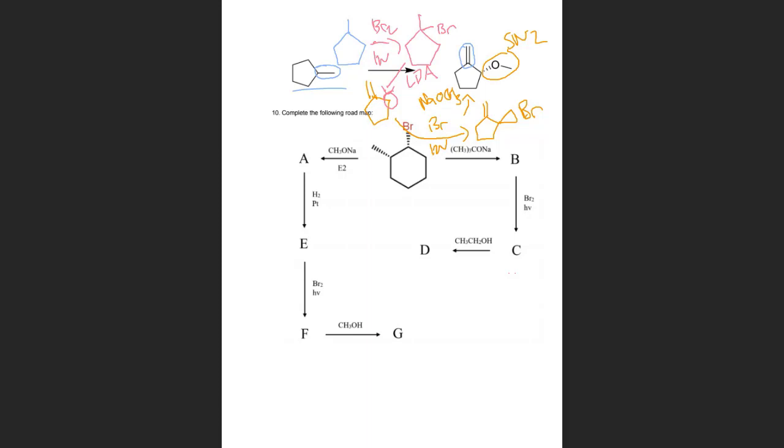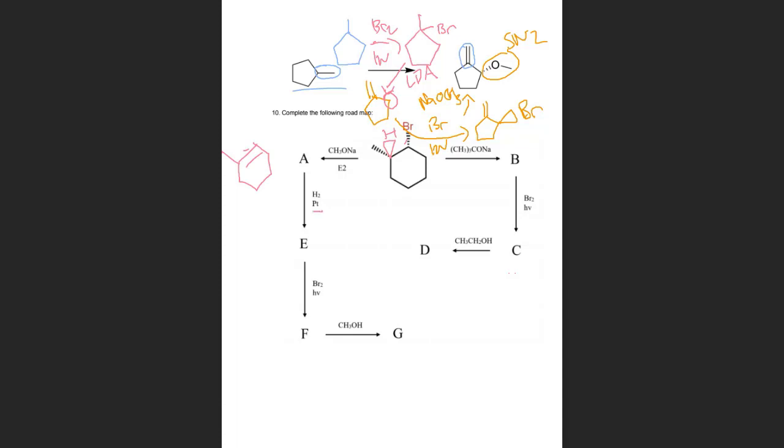So this is a roadmap where essentially you start off with one product and there's a bunch of different ways you can go. You're just trying to fill in the gaps. So you have a bromine on a dash, and you have a CH3 on a dash. Right here, it's telling you to do the E2 reaction. So first you have to check: this is on a wedge, bromine's on a dash, so you can form this product like so. Now it's telling you to use hydrogen and platinum.